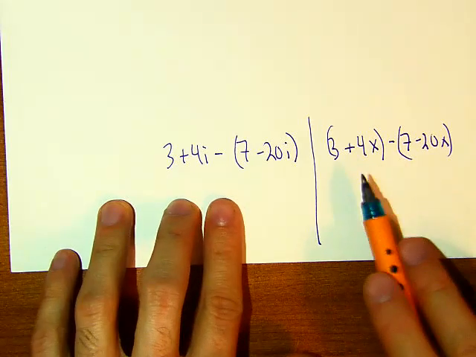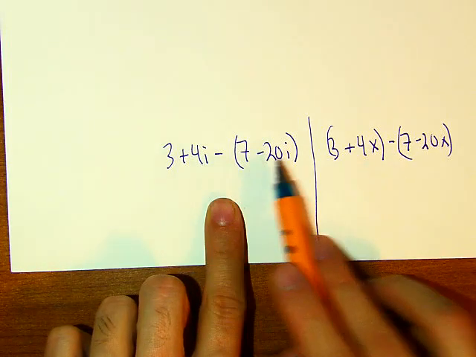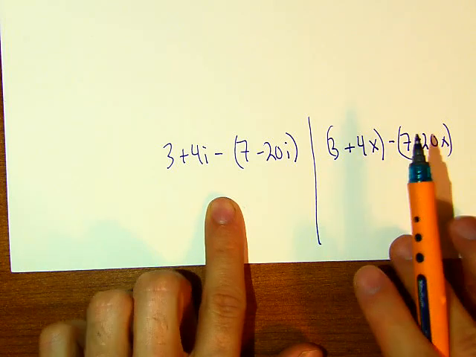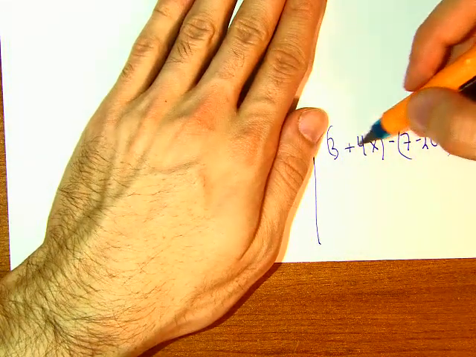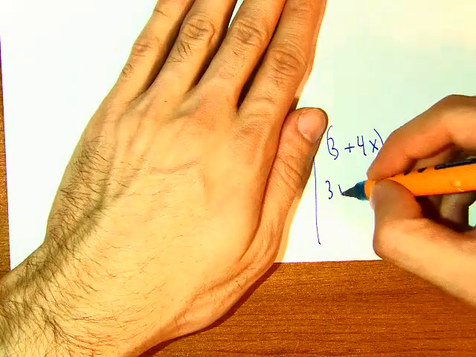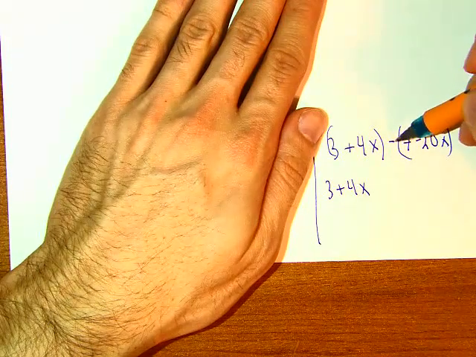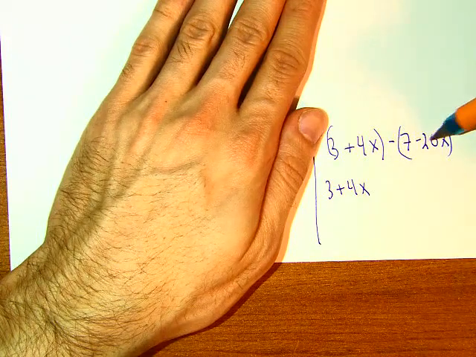Imagine we just had this, right? Forget about this for now. Imagine we had this and I said simplify for x. I just said simplify, right? So here, 3 plus 4x, we can't do anything. So this is 3 plus 4x. And remember, now here it says minus 7 minus 20x.